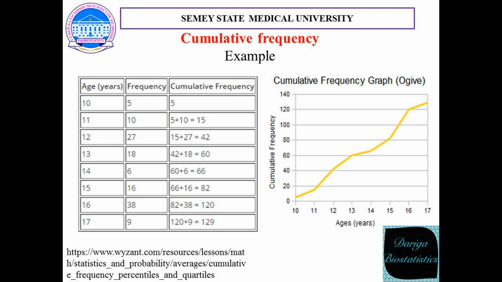An ogive is used to study the growth rate of the data, as it shows the accumulation of frequency and hence its growth rate.